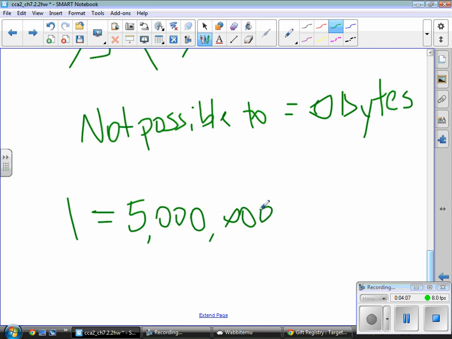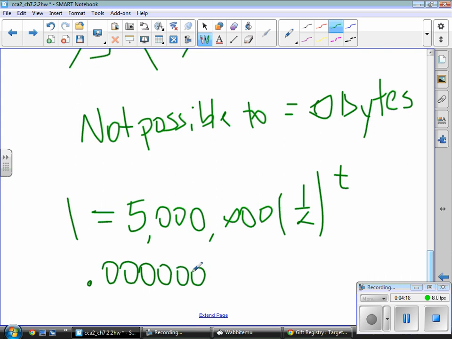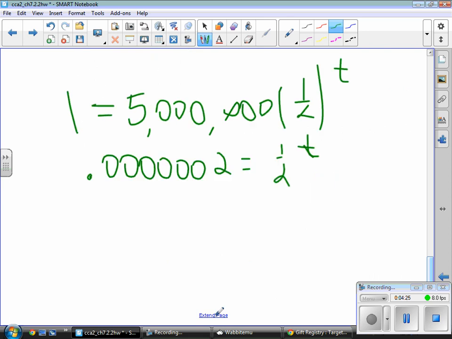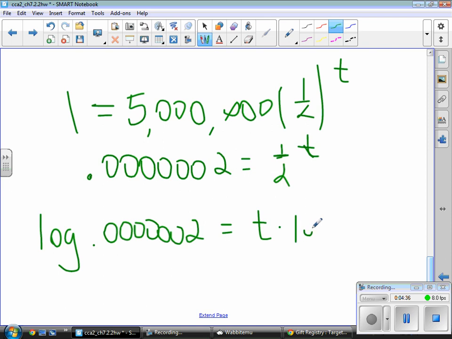I'm going to set up the same way. I divide by 5 million on both sides, and again your calculator is probably going to freak out and give you scientific notation, but it's going to be 0.0000002, with six zeros, equals 1/2 to the t power. Then I add a log to both sides, and I'm going to divide by log of 1/2 on both sides.